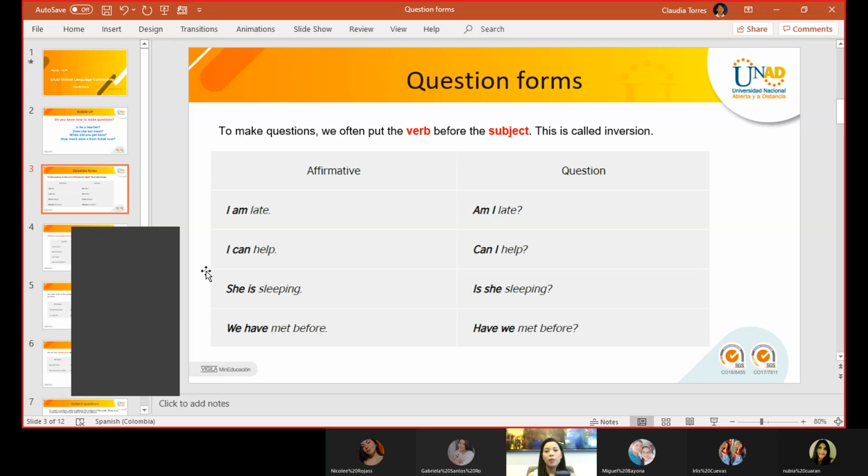And also remember, when you are making questions, you need to raise your intonation for this kind of questions, right? So it's like if you say the affirmative form, you say I can help, but the question should sound different, right? Can I help?